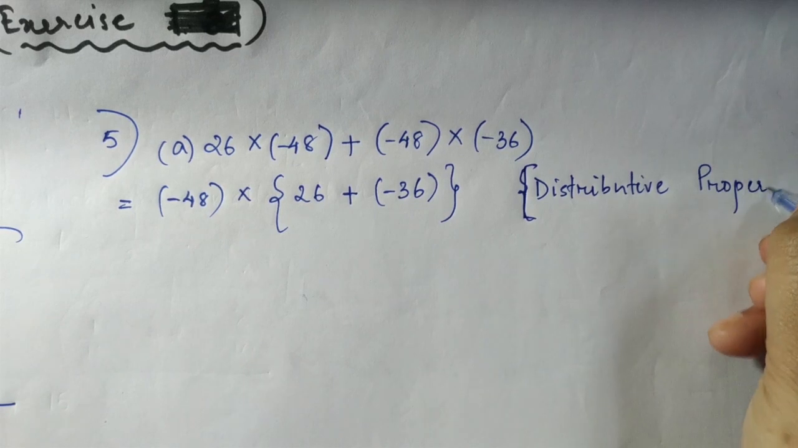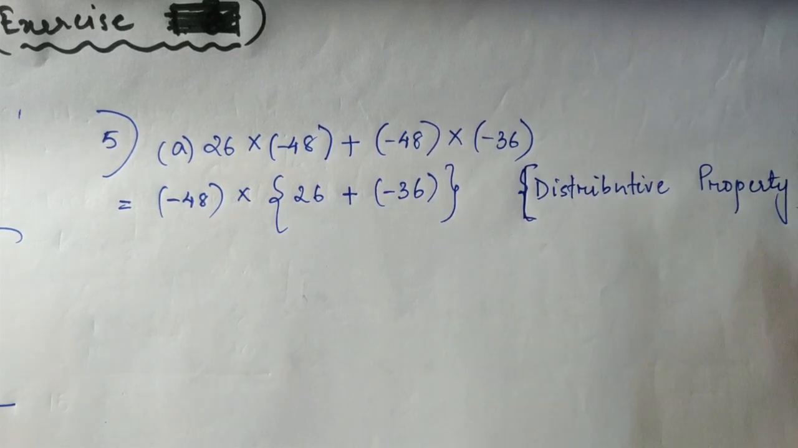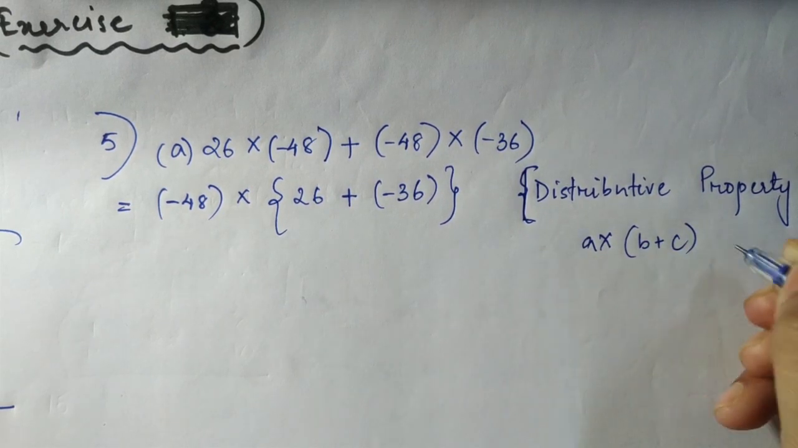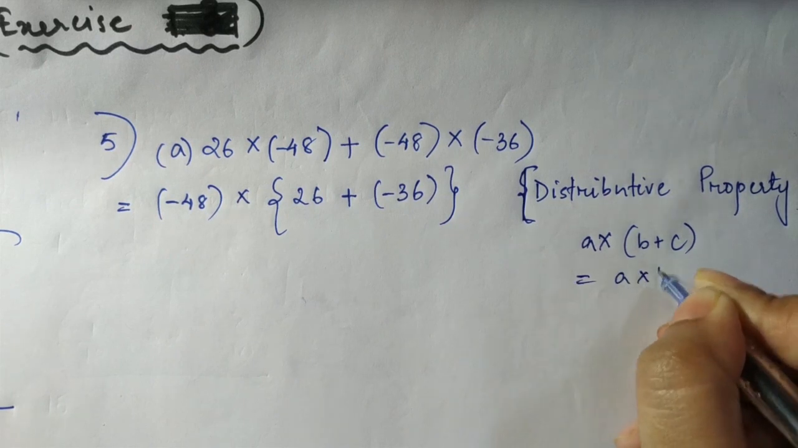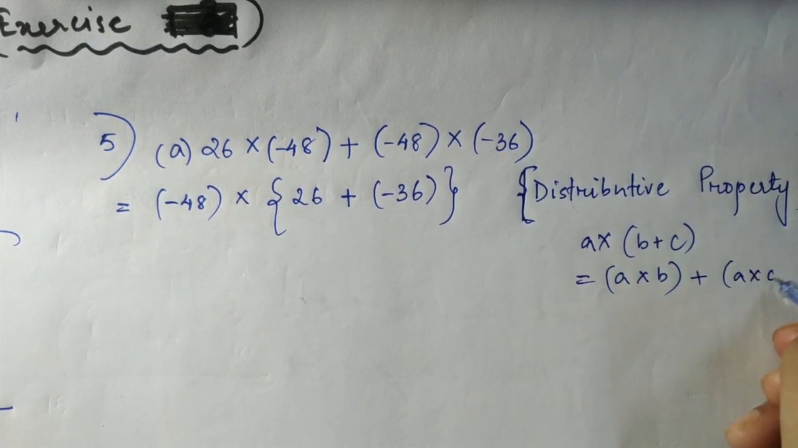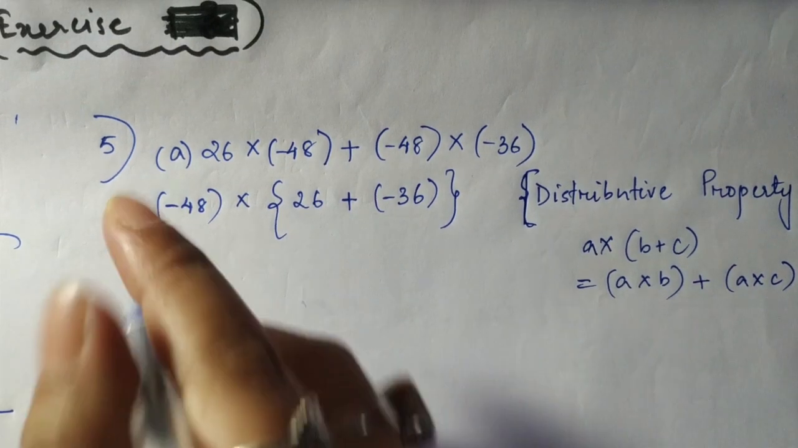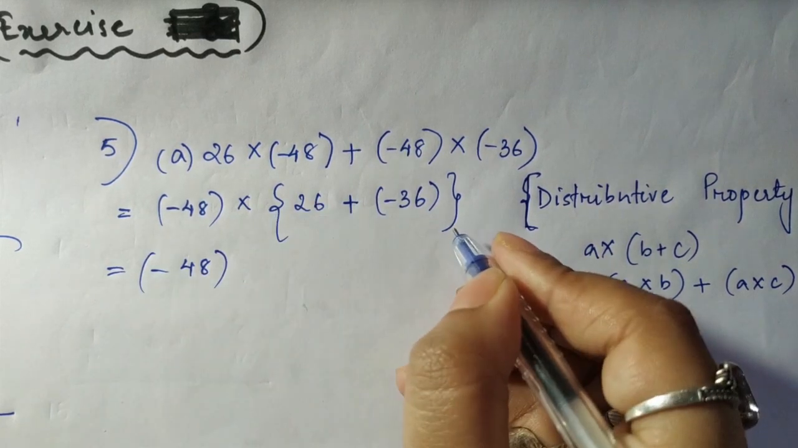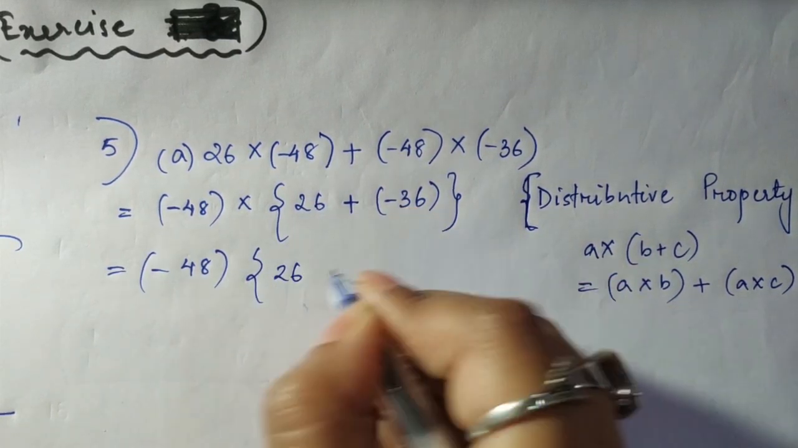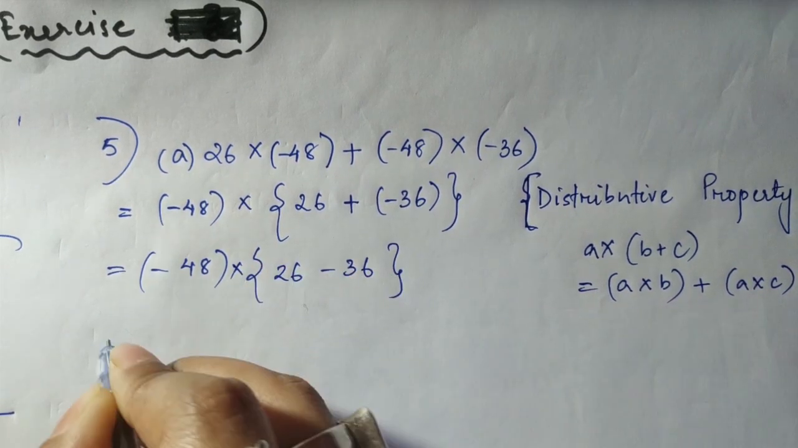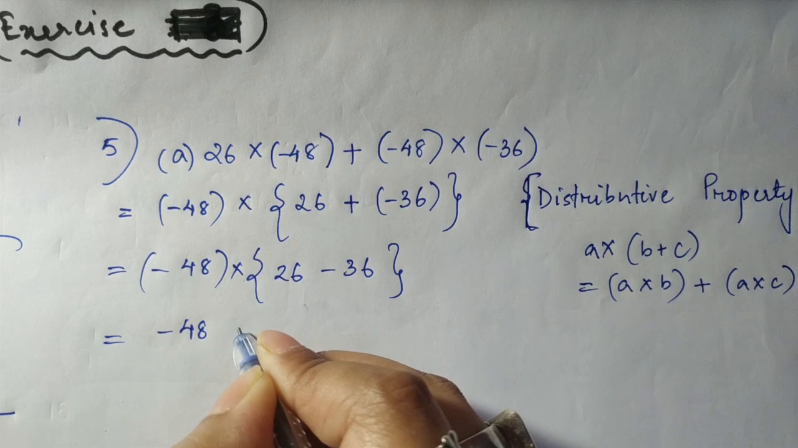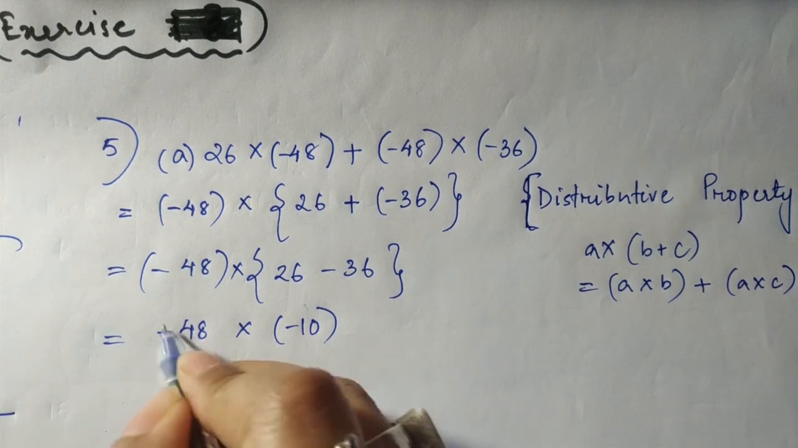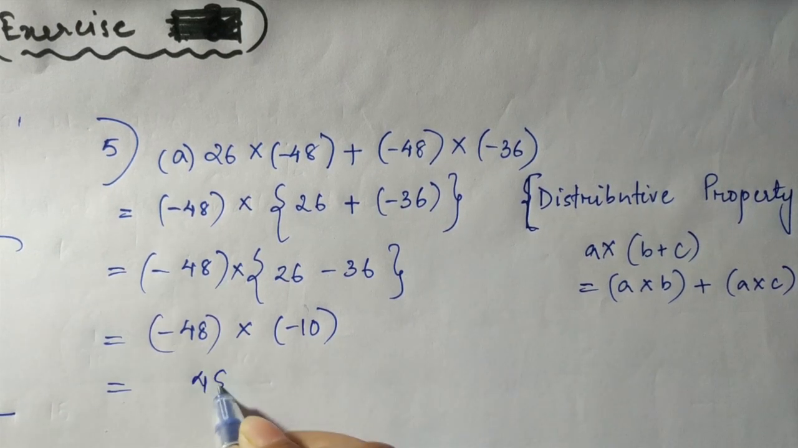If you forgot what the distributive property is, I'd like to show you here on the side. Remember, suppose these 3 are integers. A into b plus c gives me a into b plus a into c, if you remember this. So here let's get back to the sum. Minus 48, keep it like this. Always solve the bracket part first. 26 plus minus 36, right? Minus 48 into, this will give me minus 10. Minus 48 into minus 10 will give me 480.